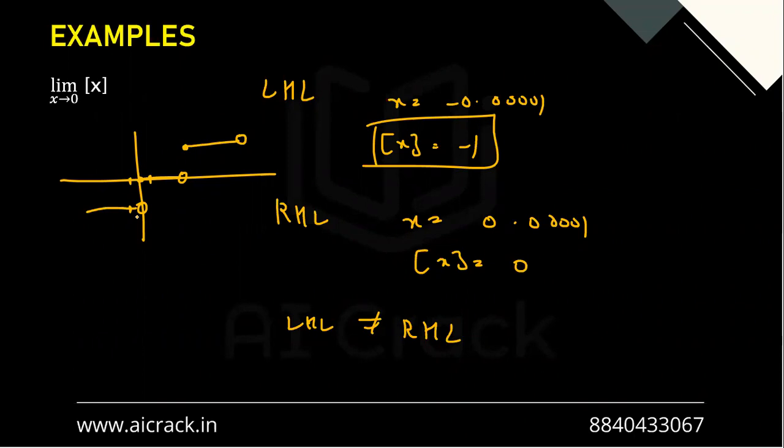Now let's take one more similar example. LHL over here would be sine of -1, because GIF of x on the left hand side would be -1, so that becomes sine of -1, and RHL would be sine of 0. We got the same values from here as well. Again, these two are not equal, so limit doesn't exist.